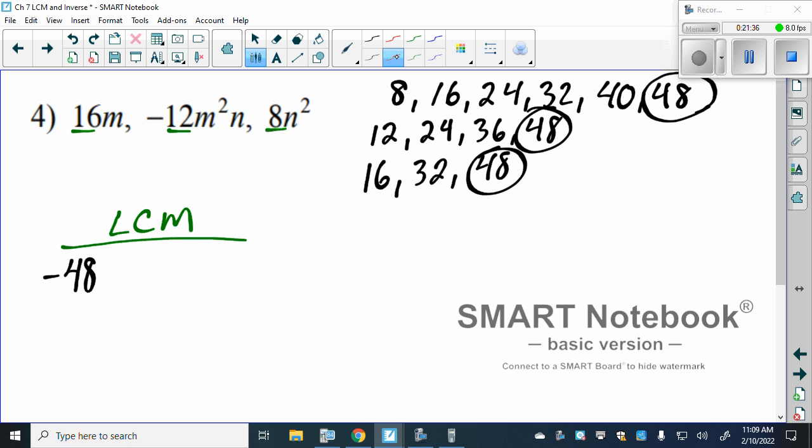Let's look at m first. In the first one, we do have 16m. In the middle one, we have m squared. And we don't have any m's in the third. What is the most number of m's that appear in any of these here? 2. So to get them to be the same, I need 2 of them. So we would say m squared.